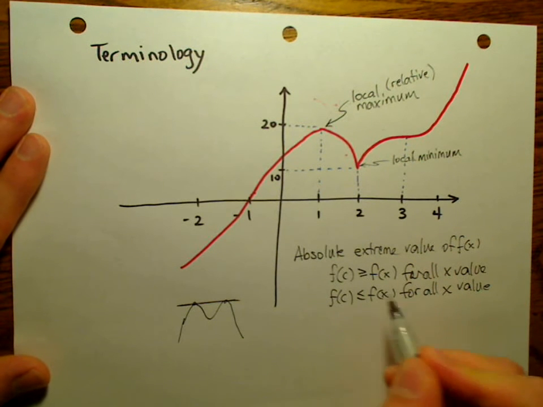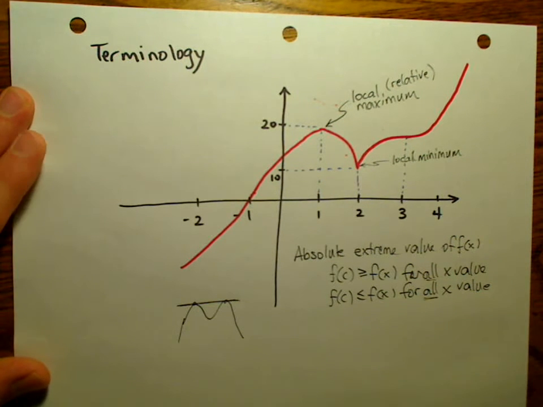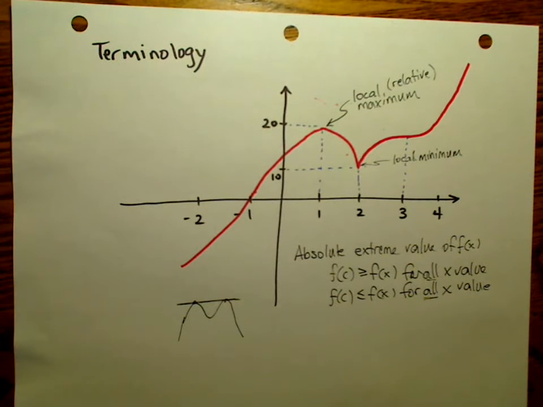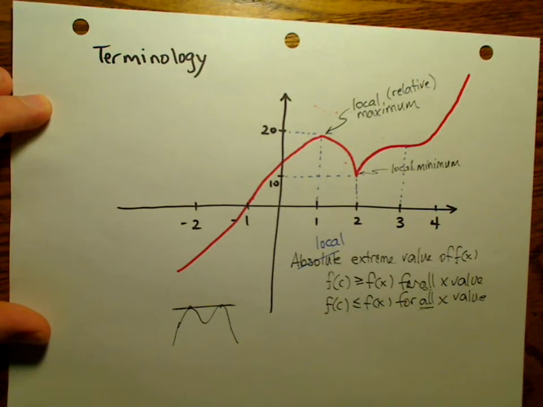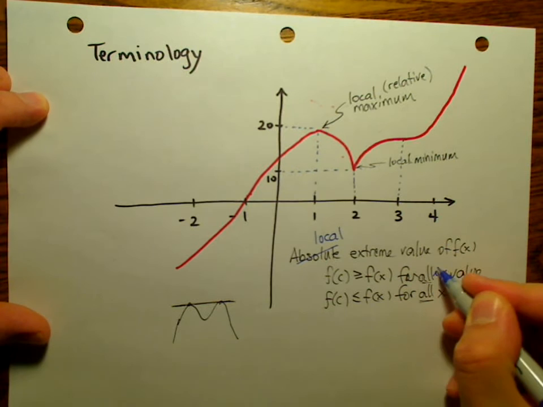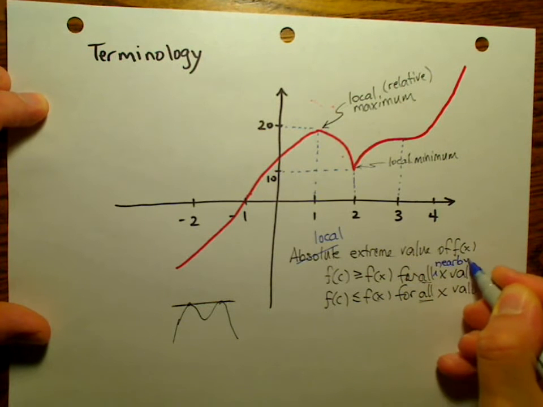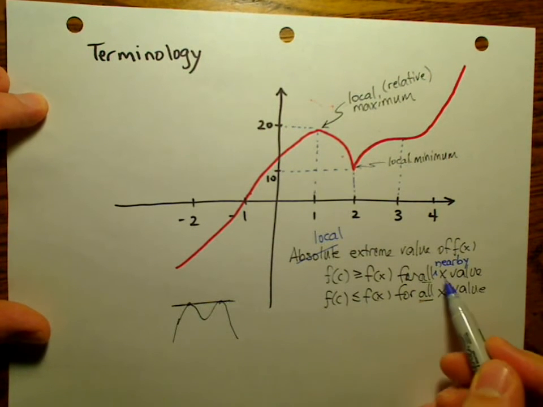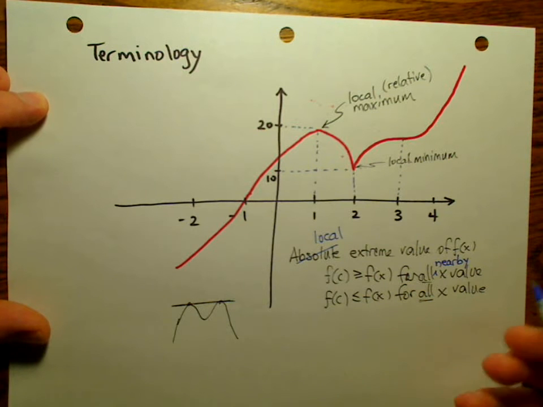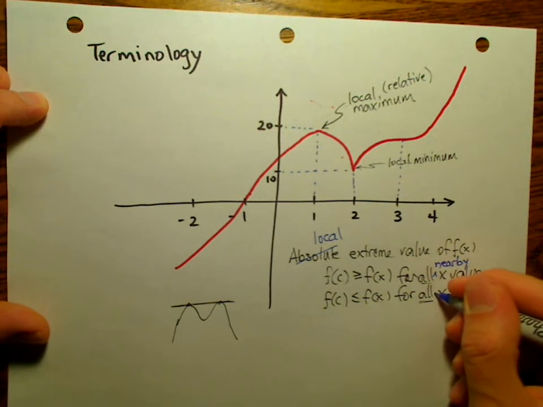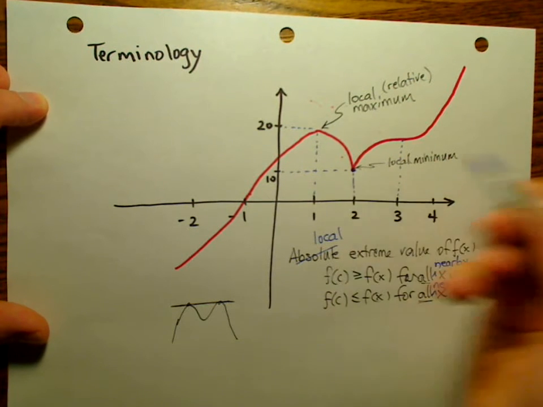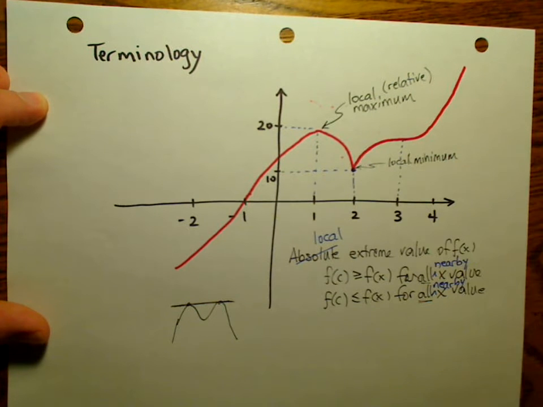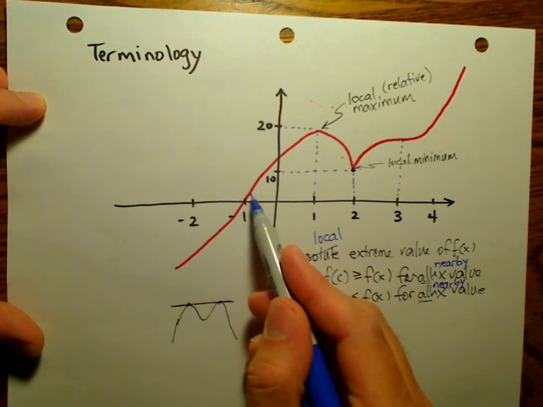So these are the absolute extreme values, this idea of for all x values. The local or the relative extremes, if I were to turn this into local extreme values, there's this somewhat vague notion, admittedly, of f of c being greater than f of x for all nearby x values, and likewise for the minimum, for all nearby. Because if you look at this minimum, for example, at 2, the function gets lower. It just doesn't get lower nearby.